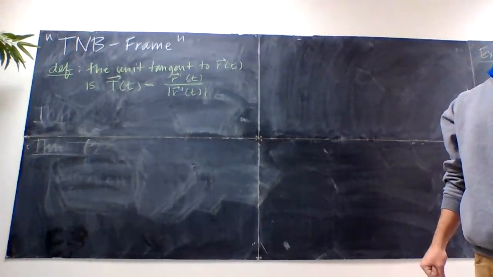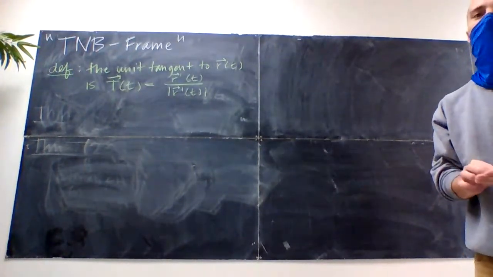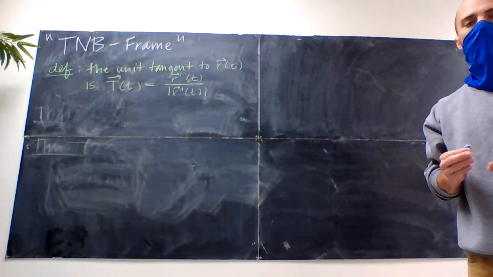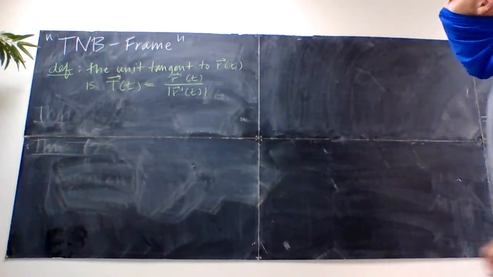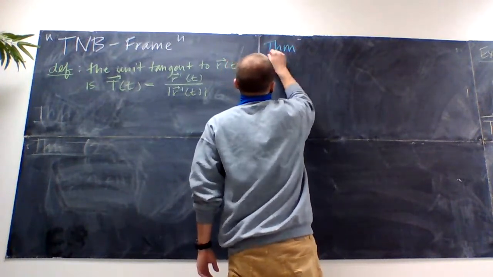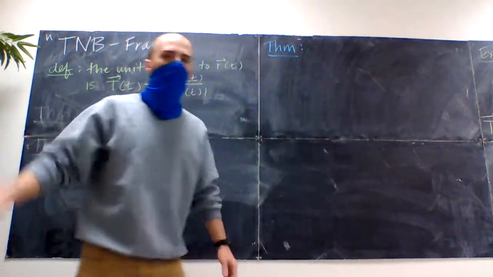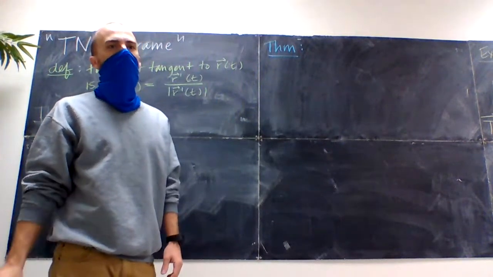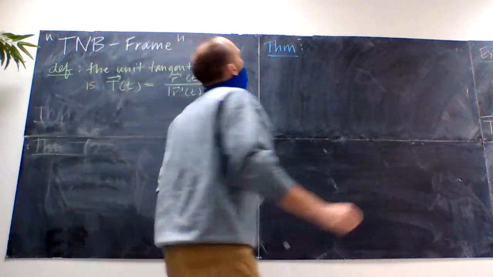All right, now before I talk about the normal and the binormal vector, I need to point out something about curves that have a constant length. So I am claiming that if a curve has a constant length, then it will be orthogonal to its derivative. Okay?